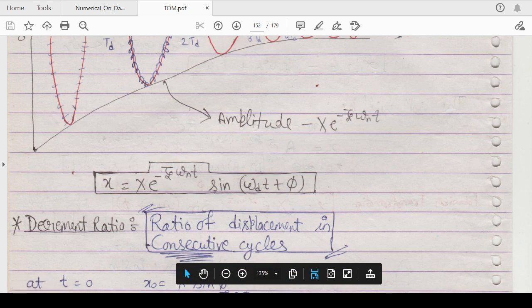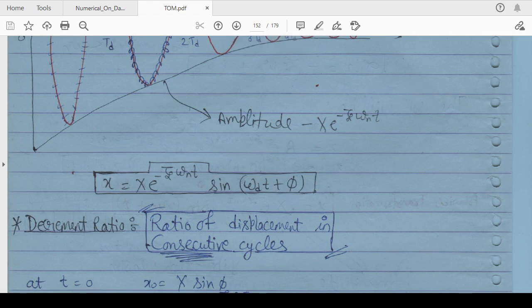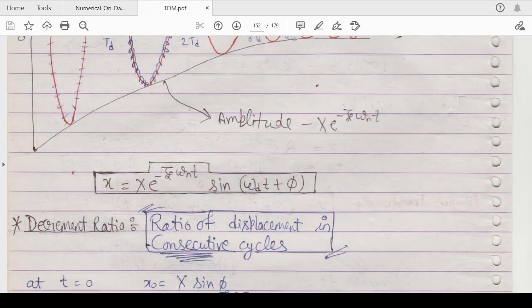This is the solution of your vibration system: x e to the power minus zeta omega n t sine omega d t plus phi, where the whole amplitude of this particular vibration is x e to the power minus zeta omega n t. This factor is called your amplitude, which I am highlighting here. Okay, this is your amplitude.